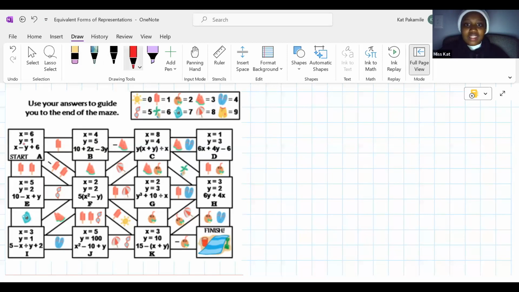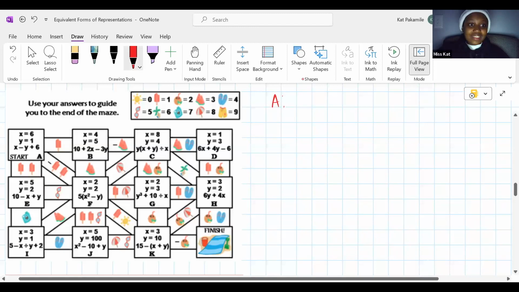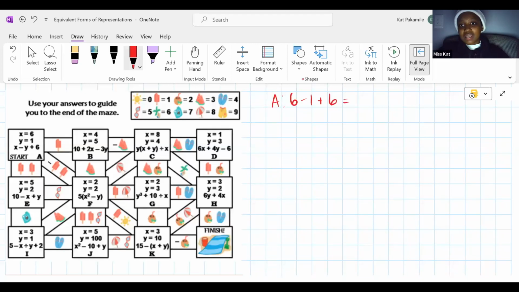Okay, what's the answer for A, guys? Just watch carefully, Keegan. What's our answer for A? 11, okay? Because A says x minus y plus 6. So it's going to be 6 minus 1 plus 6, which is equal to 11. So my answer is 11. So 11 is the 2 ones, isn't it? A 1 and a 1, that's 11. So we're going down. We're on block number E now. See, guys, it's not that bad.